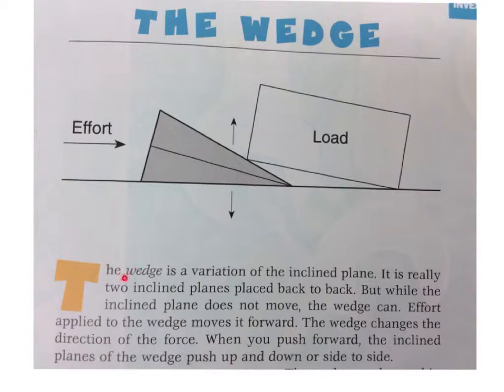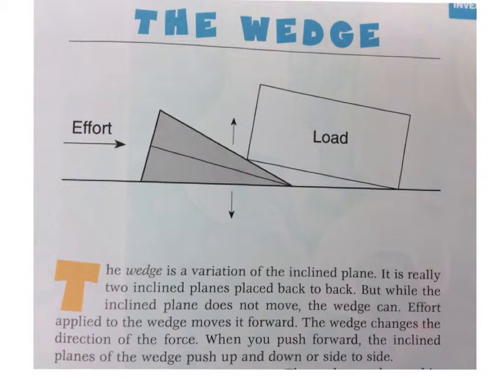The wedge. The wedge is a variation of the inclined plane. It is really two inclined planes placed back to back. But while the inclined plane does not move, the wedge can. Effort applied to the wedge moves it forward.